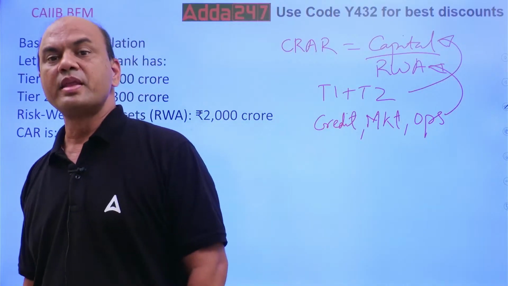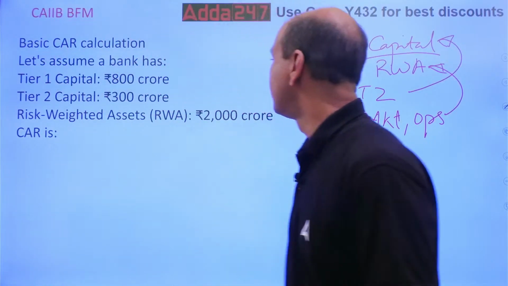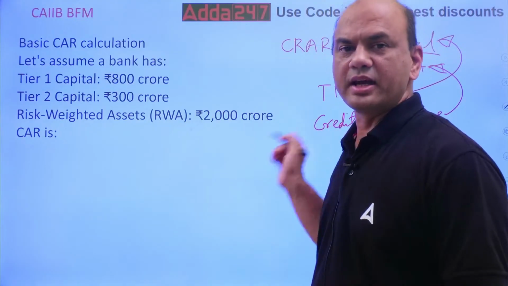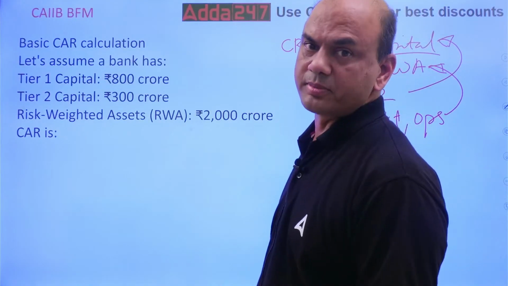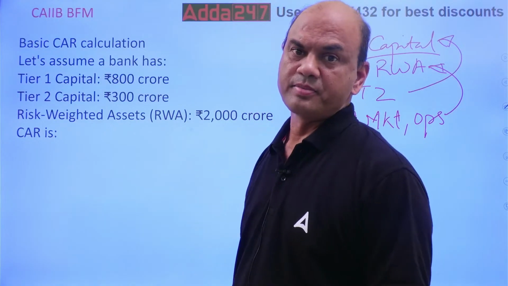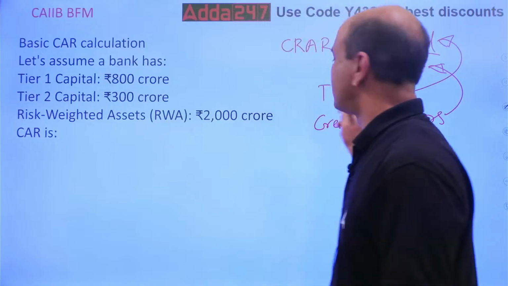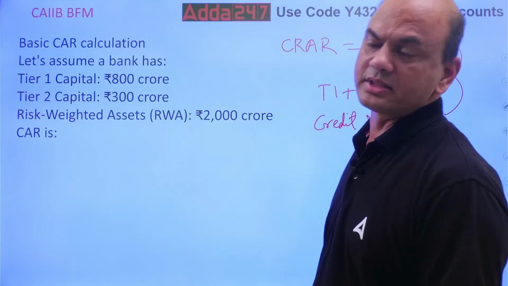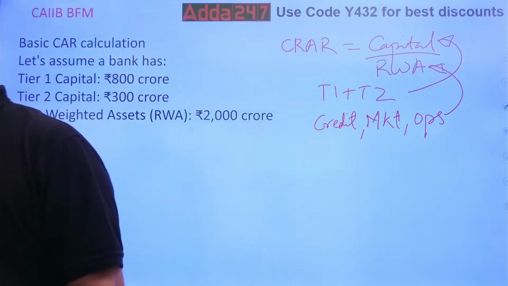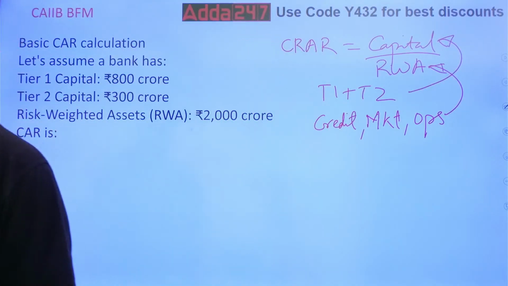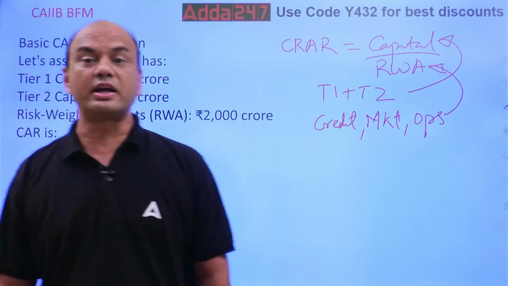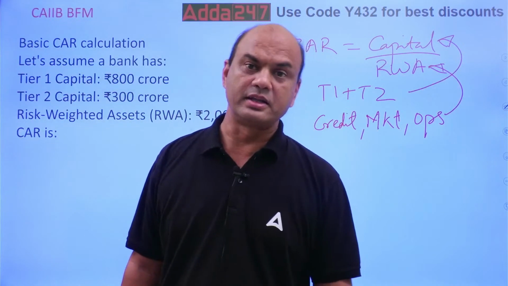Credit, market and ops are the three RWAs, you know this. We have covered these topics in detail: credit risk, market risk, ops risk. There is also a third capital, T3, known as emergency capital. You cannot take that capital in calculations. It's the emergency capital whenever you have a credit or market risk related issue.